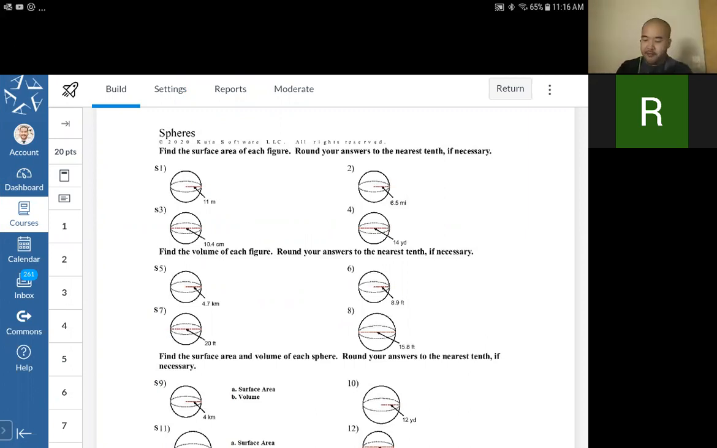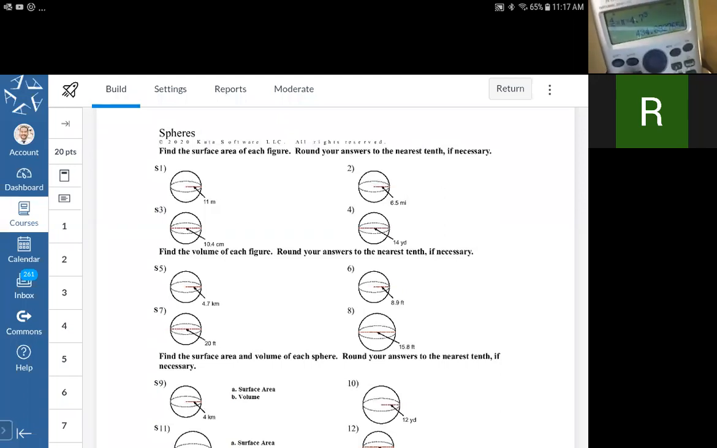So at number 5, it's 4 divided by 3 times pi times your radius, which is 4.7. This time you're cubing it. Okay, there is the answer to number 5. Look at that. It's the formula: 4/3 times pi times radius cubed. You're given the radius, that's all you need to find everything else.